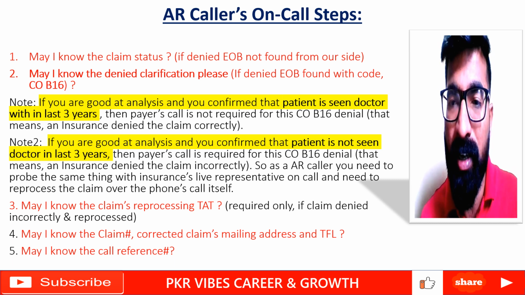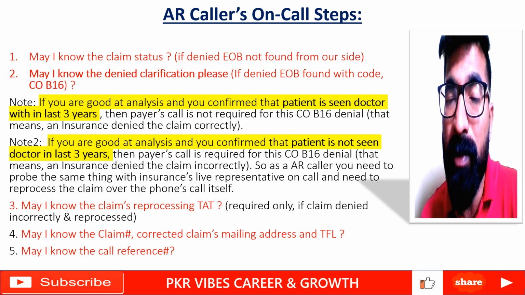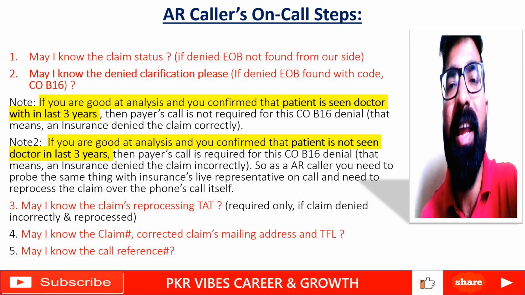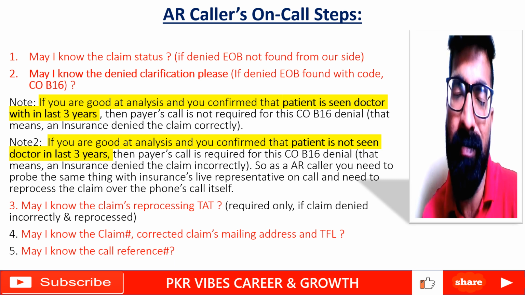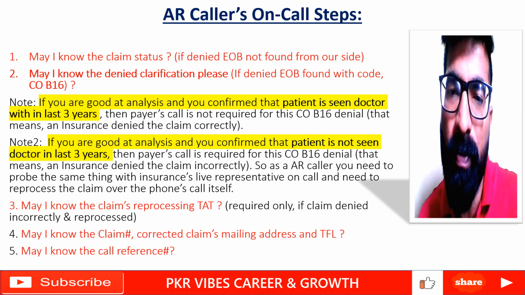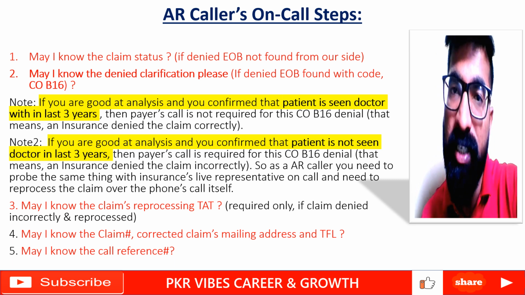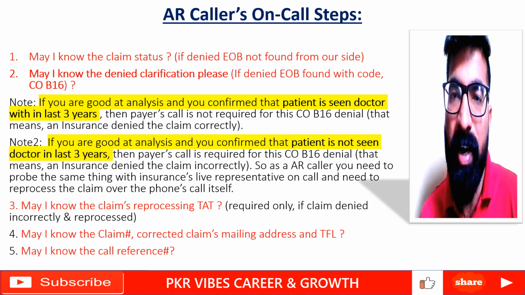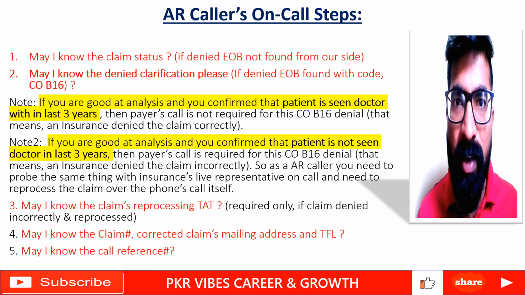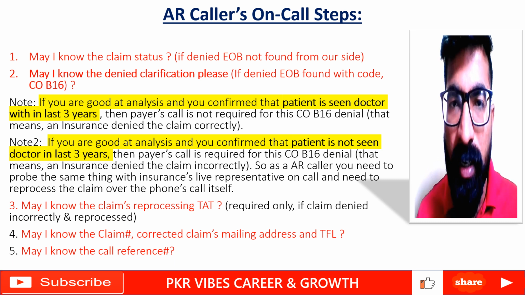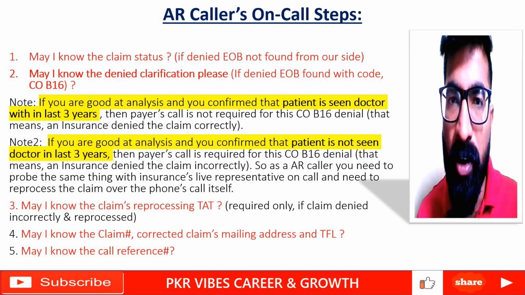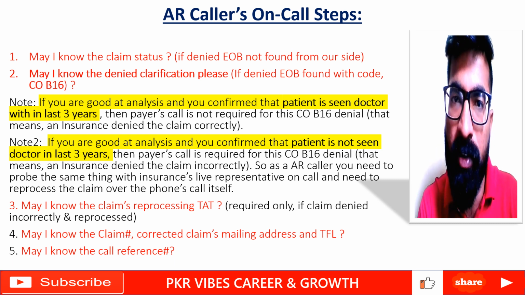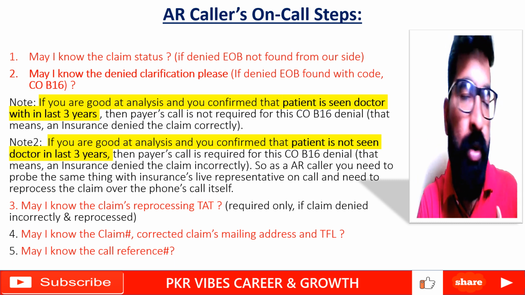Yes, our doctor already gave treatment to the patient within the 3 years, so our patient is an existing patient, not a new patient, but we billed the claim to insurance like a new patient. It's our fault, and insurance denied correctly. At that time a call is not required because you confirmed that previously our patient visited the doctor within the 3 years, so we have to change the CPT code accordingly. By reviewing the medical record we have to change the CPT code.